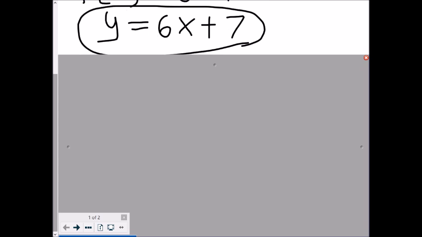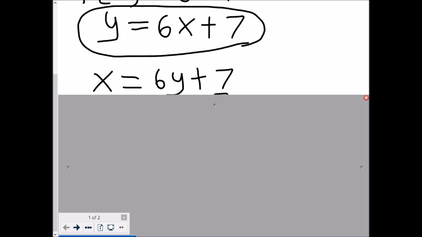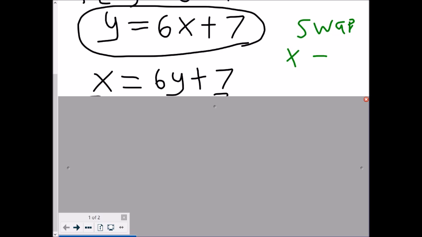Now, to find the inverse of that function, you first have to swap the x and the y. As you can see here, there's the y, there's the x, and now that's an x and that is a y, as you can tell.